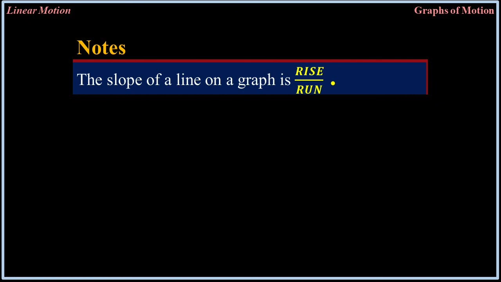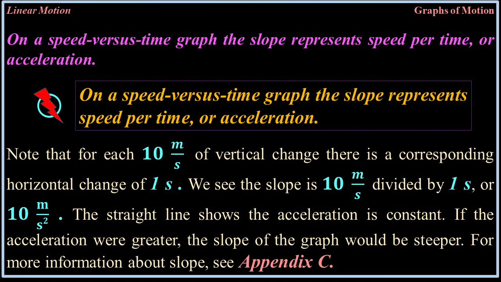So the slope of the line of a velocity time graph would be the acceleration. On a speed versus time graph, the slope represents speed per time, or acceleration. Note that for each 10 meters per second of vertical change, there is a corresponding horizontal change of 1 second. We see the slope is 10 meters per second divided by 1 second, or 10 meters per second squared. The straight line shows the acceleration is constant. If the acceleration were greater, the slope of the graph would be steeper. For more information about slope, see Appendix C.